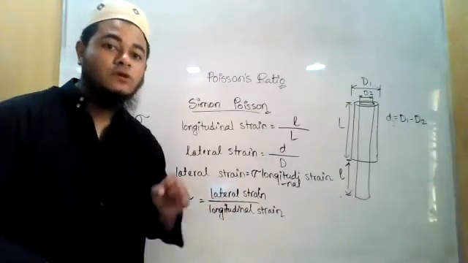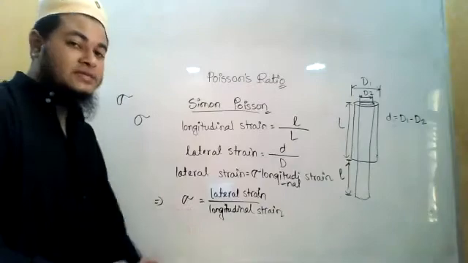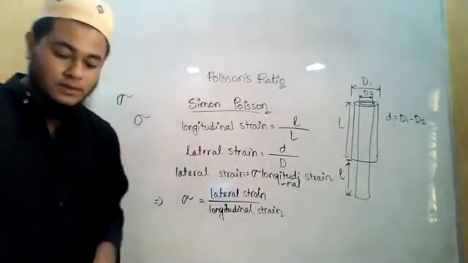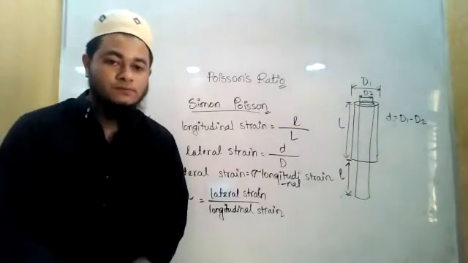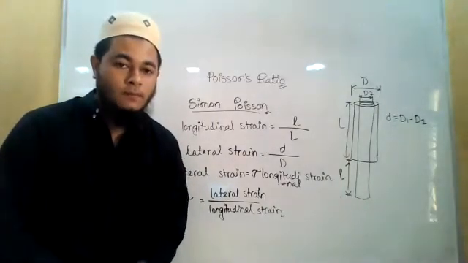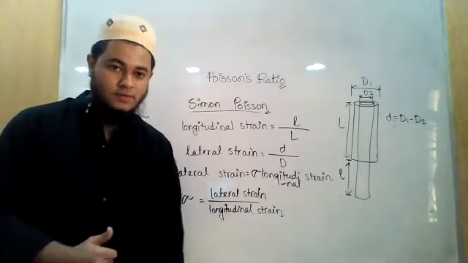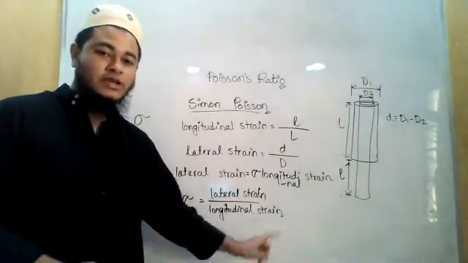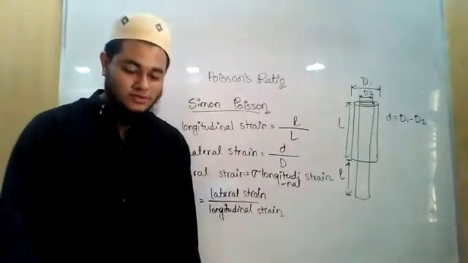This ratio is called Poisson's ratio, and we express it by sigma. Is it okay? Can anybody tell me what is the unit of this Poisson's ratio? No unit. Excellent. No unit, because a strain does not have any unit. So no unit divided by no unit is equal to no unit, right?